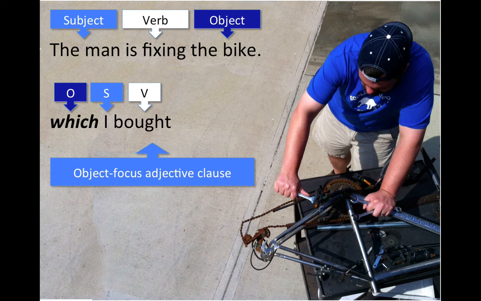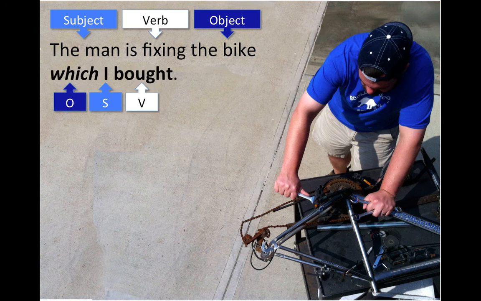So when we move this to be part of the relative clause in the main clause, part of the other sentence, remember the adjective clause always goes after the noun it's describing, in this case the bike. So we put it right after the bike: the man is fixing the bike, which I bought. Notice, in the original sentence, it's still subject, verb, object order, and we're modifying bike. We're describing the bike, which is the object in the main clause. But our adjective clause, our relative clause, is an object-focused relative clause because the relative pronoun is the object, which is different from our first example.